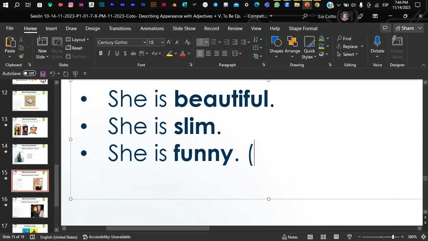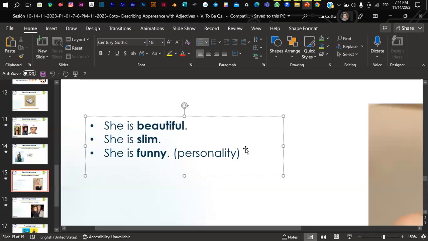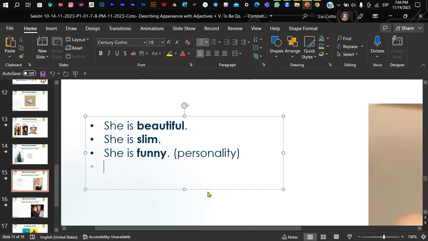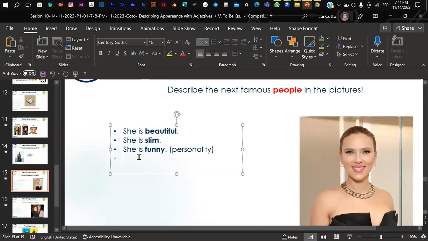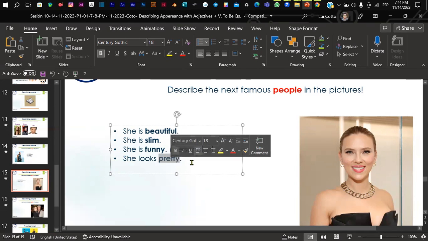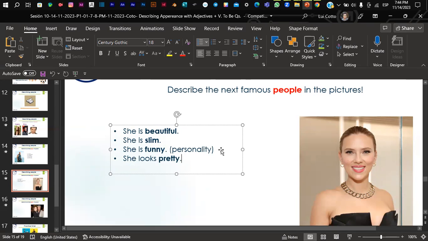Lo puedo usar. But funny is about personality. Teacher, can I use adjectives for describing personality? Yes, you can use them. Se pueden usar, no problem. Okay, pretty good. You said, Tania, you said, dijo, or someone, she looks pretty. She looks, yeah, of course, in that dress, and with the necklace, and with the earrings, and with the lipstick. Yes, she looks pretty. Correct. She looks pretty. Okay, pretty good. What else? What else?